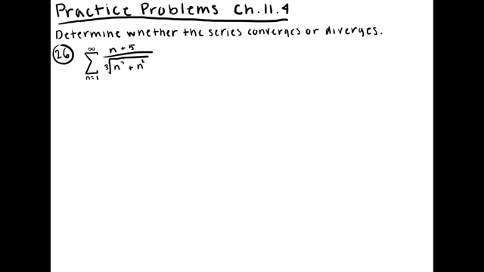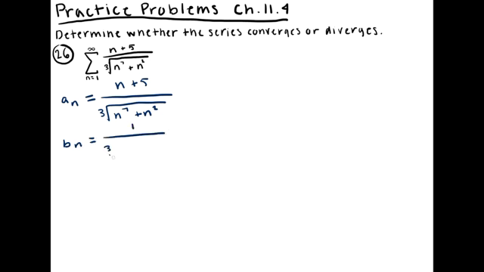Okay, then for this problem, you're going to start with your a of n, which is n plus 5 over the cube root of n to the 7th plus n squared. Now for this problem, for my b of n, I am just going to take away the n plus 5 in the numerator.